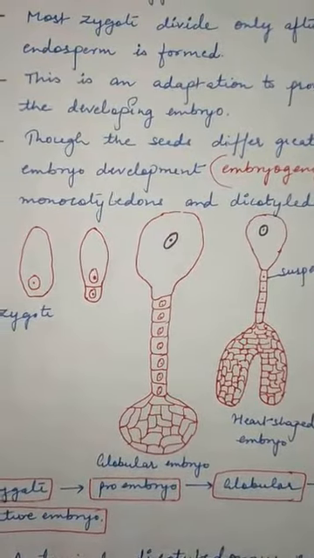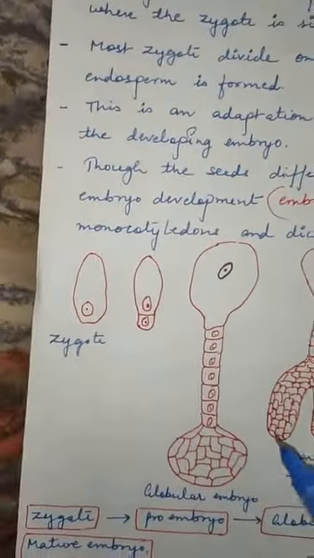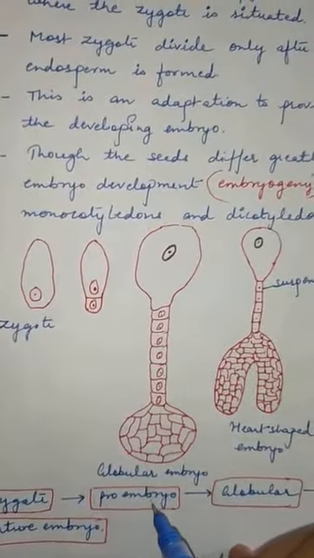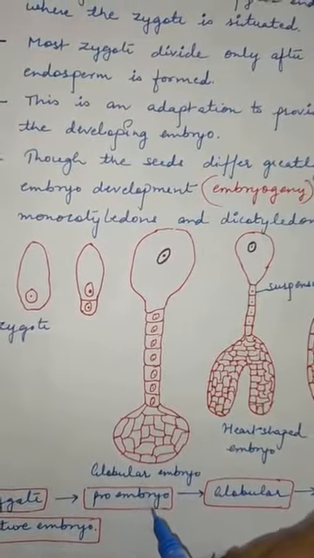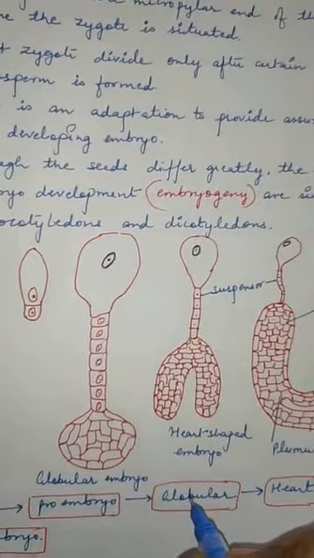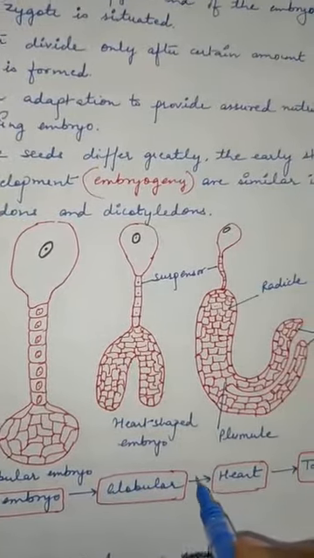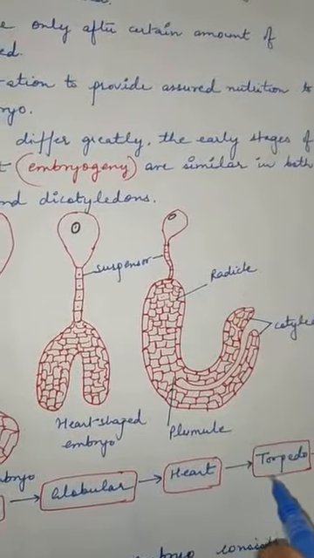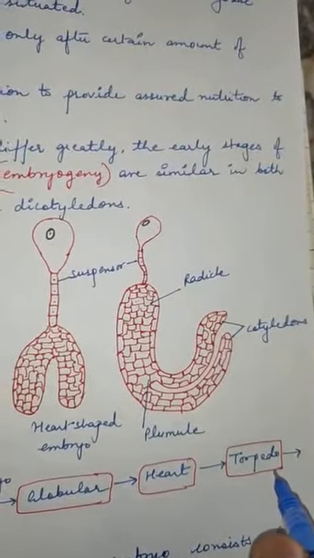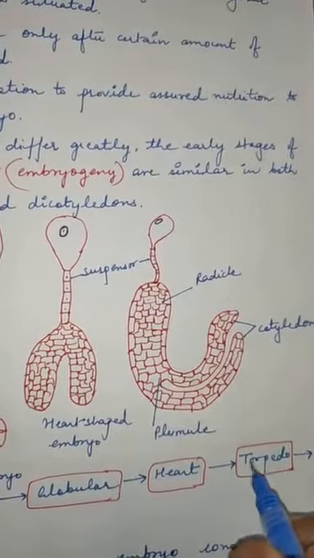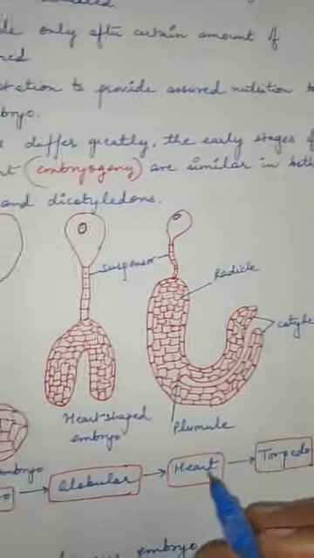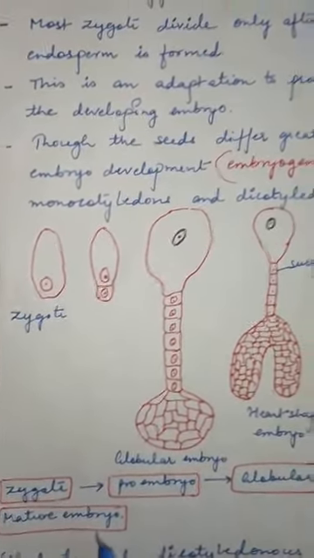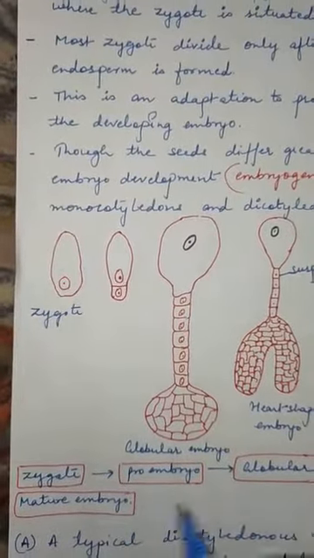Clear? So here you can see first the zygote will form, after that the proembryo, then the globular stage, then the heart shape stage, after that the torpedo stage. After the torpedo stage, it is not mentioned in the book. And finally you are able to see the mature embryo.